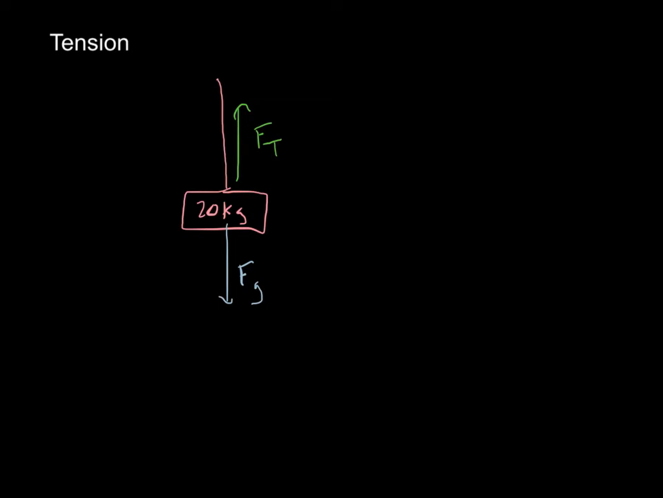In this case, our force of gravity would be our 20 kilograms, our mass, times the acceleration of gravity, 9.8 meters per second squared. And because this object isn't moving up and down at all, it's not bouncing or sliding or anything like that, our force of tension in the rope is going to be equal to our force of gravity.